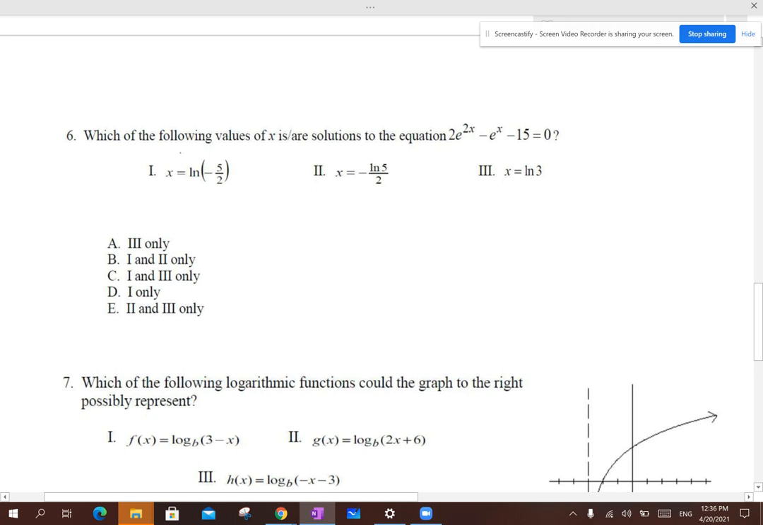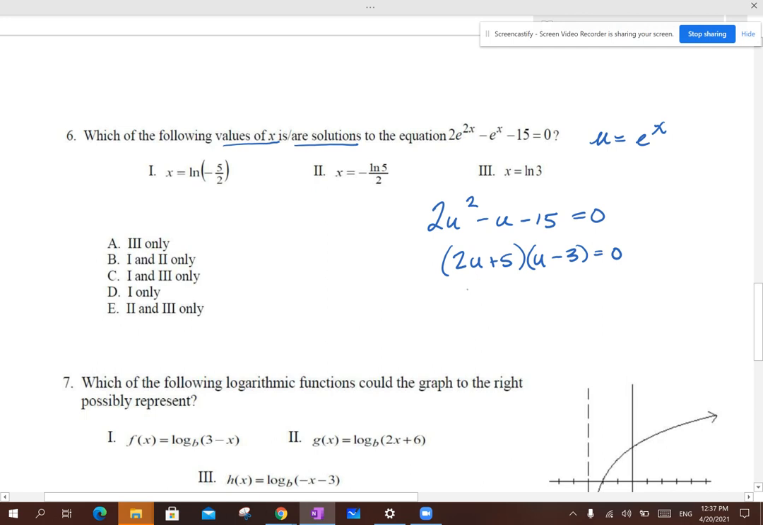And then here it says, which of the following values are solutions to this equation? So we did a sample like this. We're going to let u equal e to the x. So really what we have here is 2u squared minus u minus 15 is equal to 0. And what we're going to do is factor this. So when we factor, what we're going to get is 2u plus 5, and then u minus 3 equals 0.